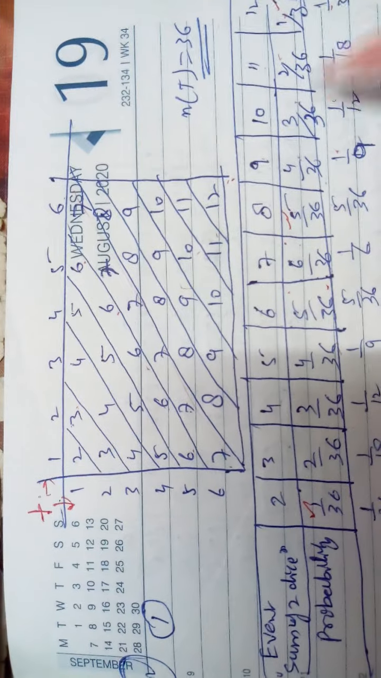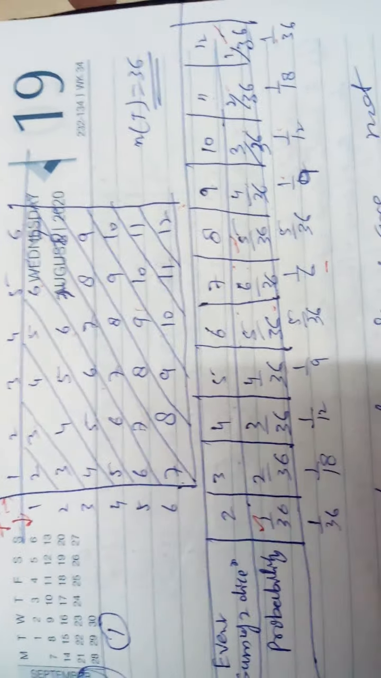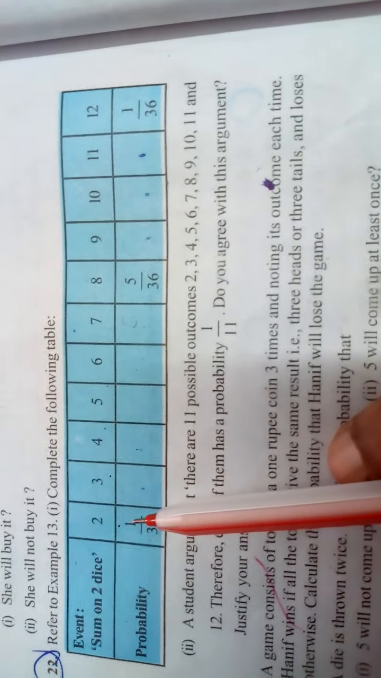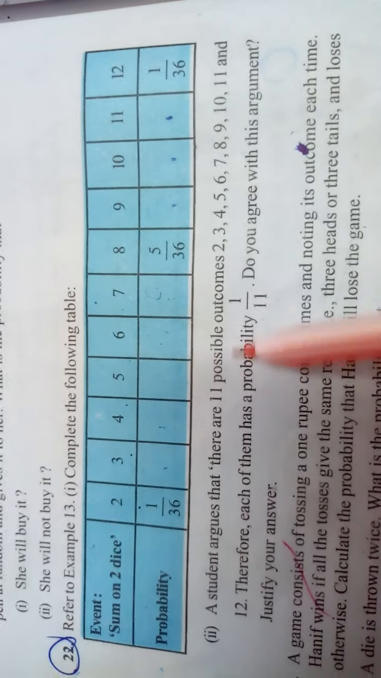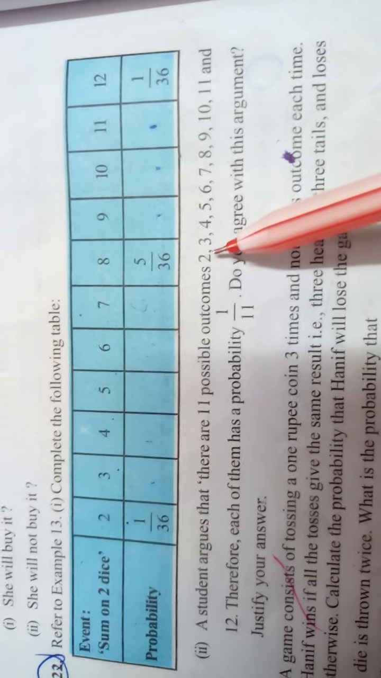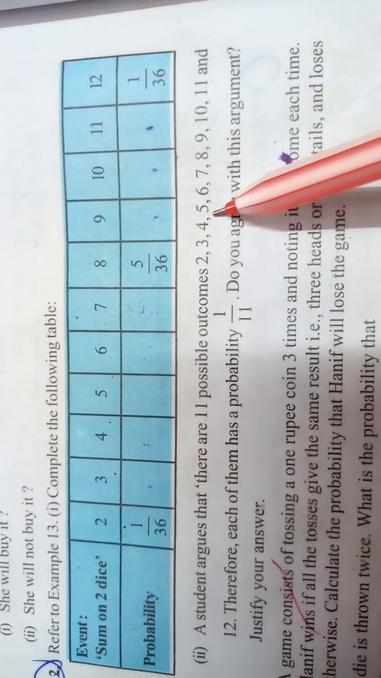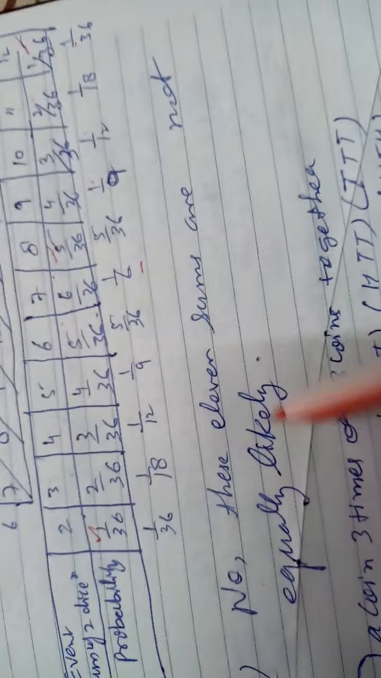It is not equally likely because all are not coming an equal number of times. So no. The question is given: a student, first part is over, completing, guesses that there are 11 possible outcomes. It means all are equally likely. 11 means all are not 1 upon 11 because 2 is not coming an equal number of times, 3 is coming 2 times, 4 is coming 3 times, 5 is coming like this as you are seeing here. So it is wrong because it is not equally likely.